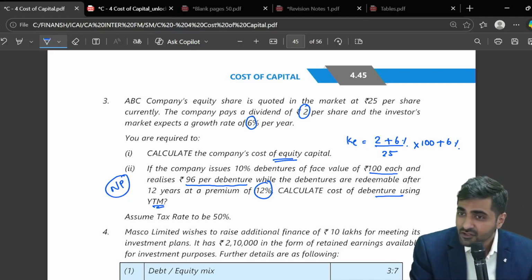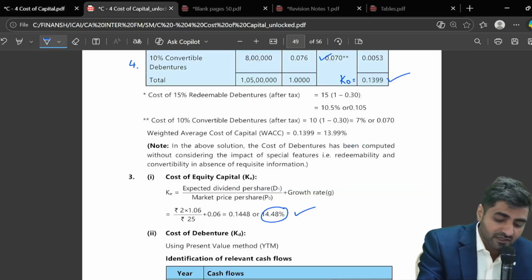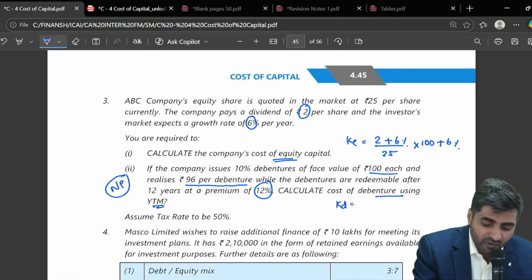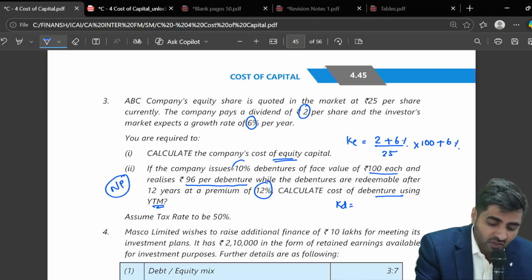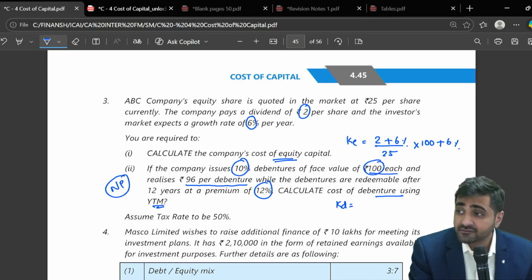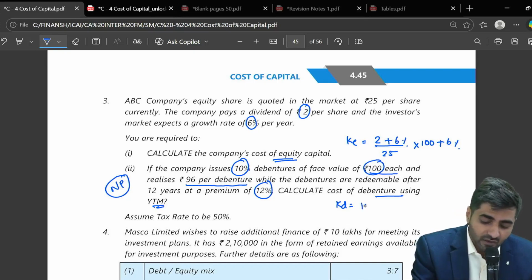Calculate cost of debenture using which method? YTM method. So I told you one shortcut. What was the shortcut, everyone? First, we can use the formula. What's the formula? KD, everyone tell me, what's the KD? Interest into 1 minus tax. What's your interest on 10% on the face value of 100 each? So what's your interest, everyone? 10.